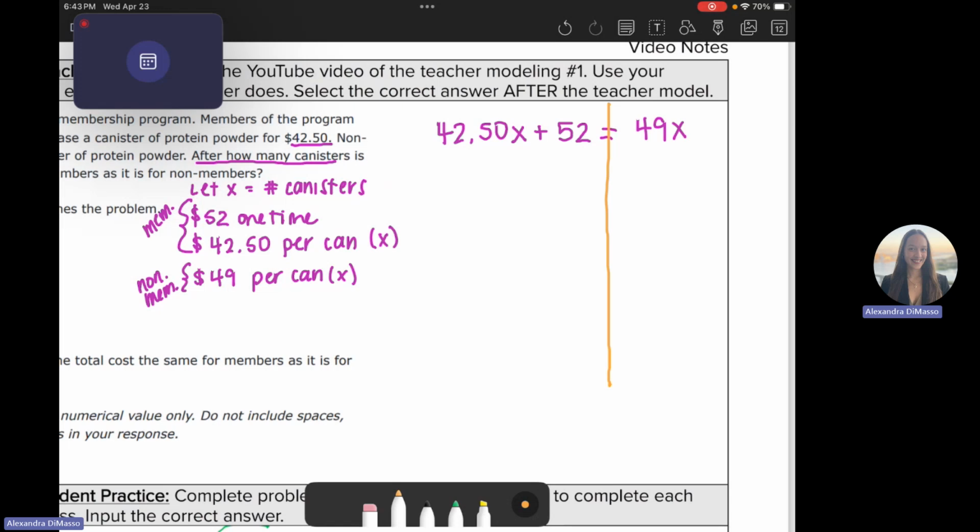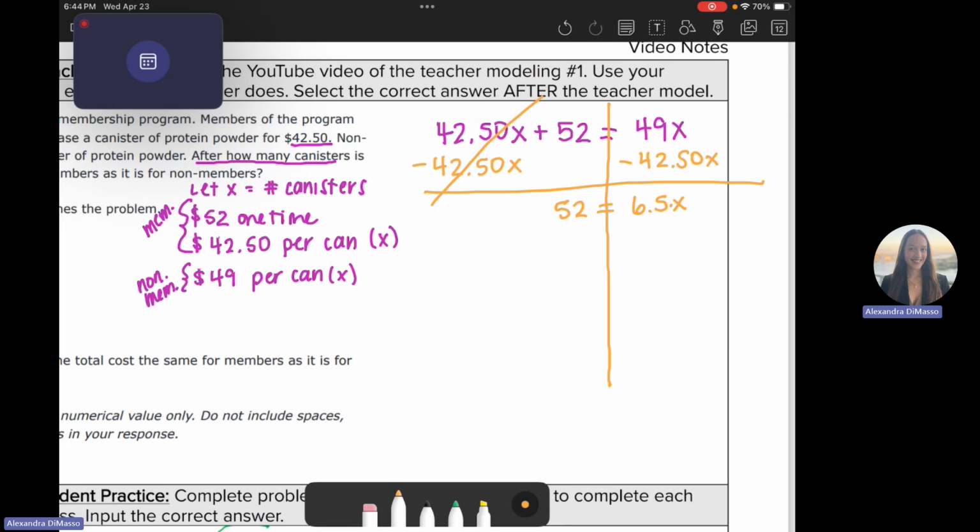So this is a positive $42.50. I'm going to do the inverse operation, which would be subtraction. Whatever I do to one side of the equation, I have to do to the other, and I'm going to work from left to right. So these will cancel. I'm left with 52 equals 6.5x. And then to get x by itself, this is 6.5 times x. This is multiplication.